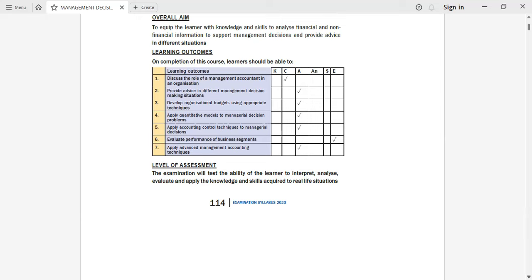Meaning, by the time you give out an example which is right, it means you have interpreted, you have analyzed, and you have evaluated the question. And now we are just applying the knowledge you've got in class to solve the case.